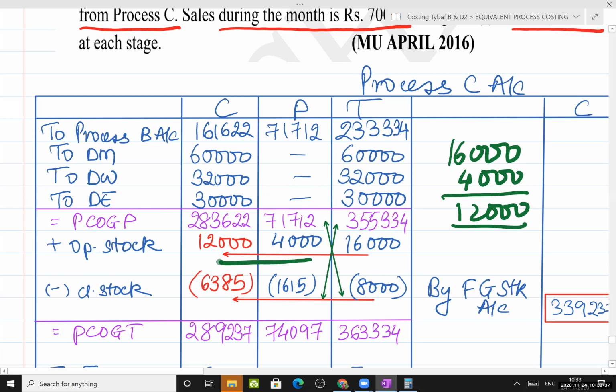I have done a reverse arrow. Reverse arrow means I am doing minus. So 16,000 minus 4,000 is 12,000, like this. Okay.